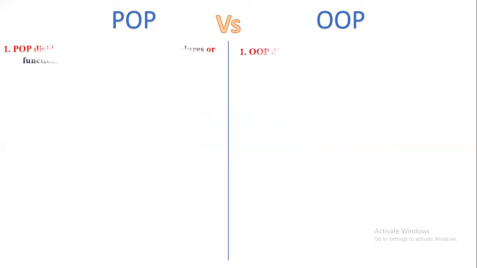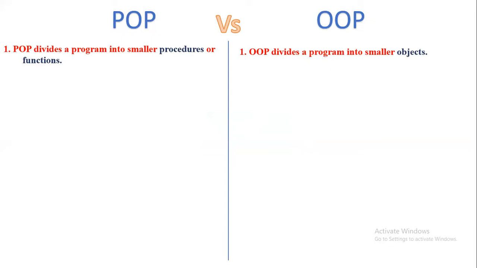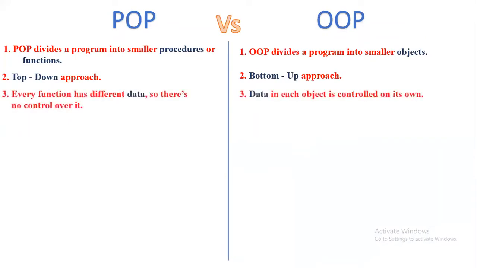The first difference is in procedural oriented programming, the problem or the program is divided into smaller procedures or functions. But in object oriented programming, it divides the program into smaller objects. And the second difference is POP follows the top down approach, OOP follows the bottom up approach. In POP, every function has different data, so there is no control over it.